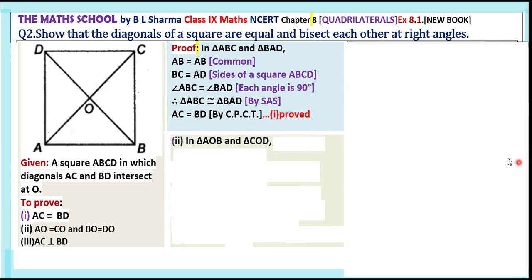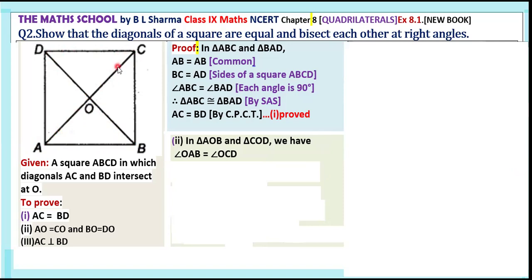In triangle AOB and COD, AOB, this triangle, and this triangle, triangle COD. The two triangles are also congruent. We have to prove it first. Angle OAB is equal to angle OCD, this angle is equal to this angle.